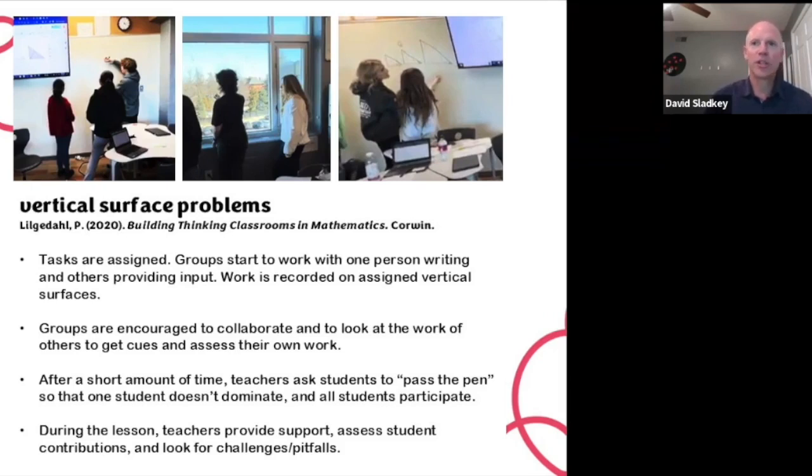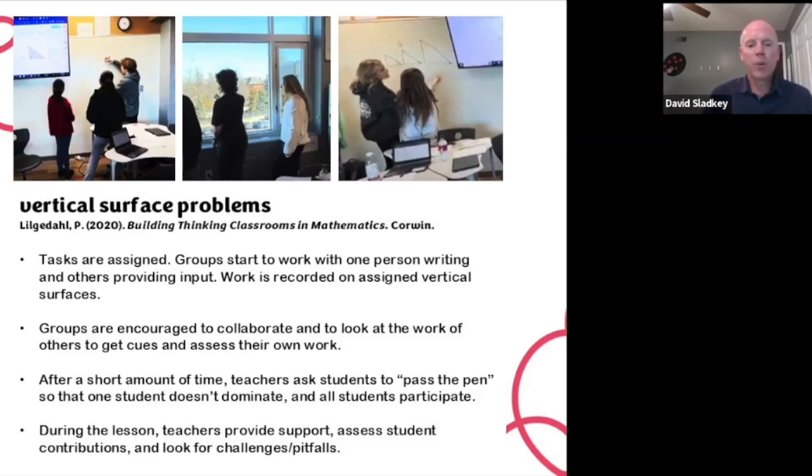They are encouraged to look around. They aren't penalized to see what others are doing because they don't always know if they're right or wrong. They have to judge if that's correct. And then every once in a while, we just say, pass a pen, and they pass it to somebody else in the group. That means everybody in the group is engaged. They're all trying to help with the problem.